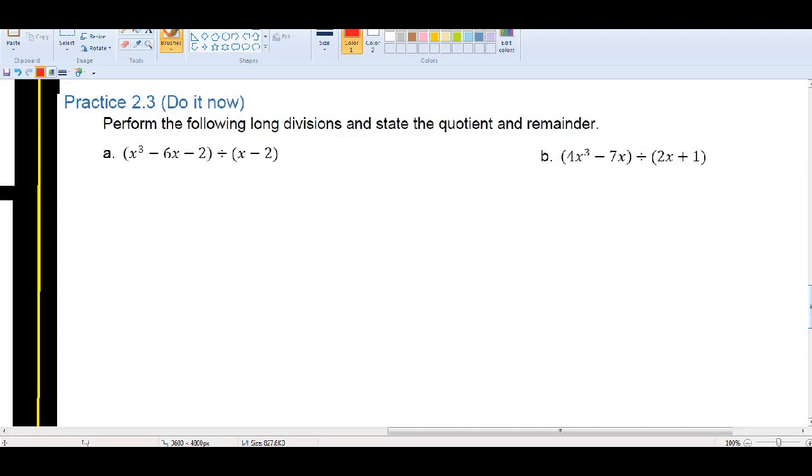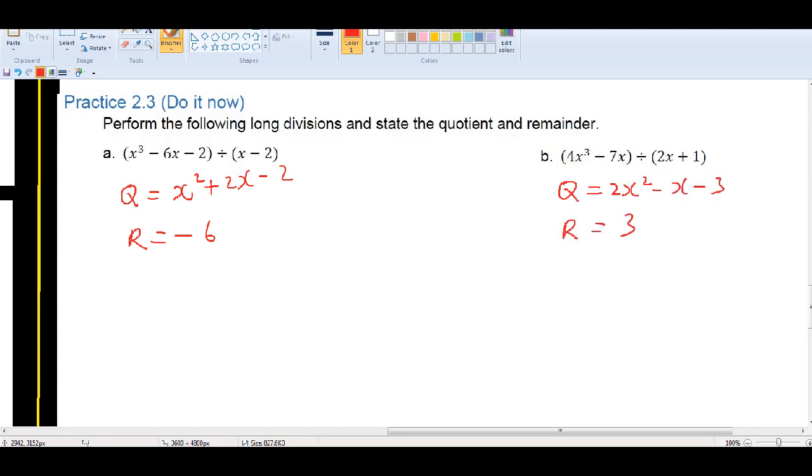There are another 2 questions. Possibly you need to do that by yourself. I'm going to give you the answer, and can you try them by yourself? Because this video is long enough, I can't make it longer. For this one, the quotient would be x squared plus 2x minus 2, and the remainder is minus 6. For B, the quotient is 2x squared minus x minus 3, and the remainder is 3.